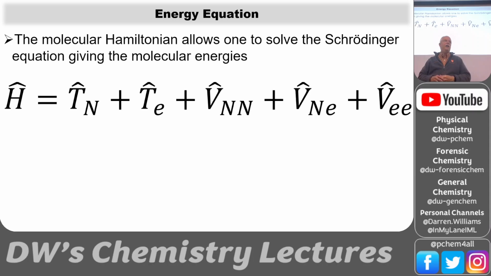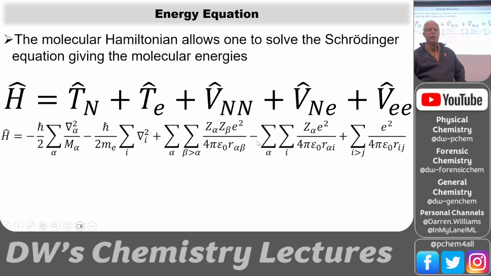Then you have the nuclei to the electrons, and that's Coulombic attraction. So positive and negative charges attract each other. So that should be a negative term. And then we have the electrons repelling each other. And so that's the positive term. And so here's our Hamiltonian. Looks pretty complicated. Okay. So what I've just said is what we have.